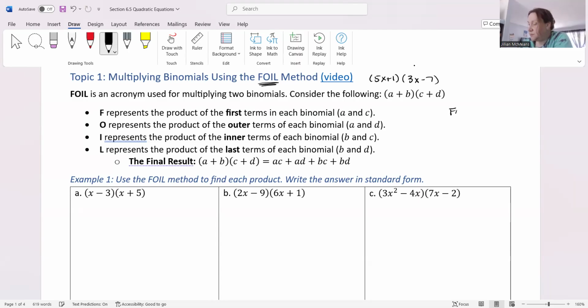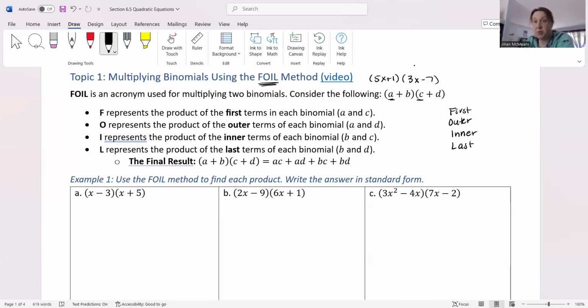First, outer, inner, last. What that means is the terms in the two binomials. FOIL, again, is just an acronym used for multiplying two binomials. To define this, we're going to look at two binomials. The first one is just A plus B, and the second one is C plus D. F represents the product of the first terms in each binomial. So if we're looking at the first terms in each binomial, that would be A and C.